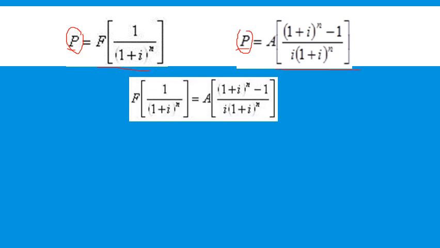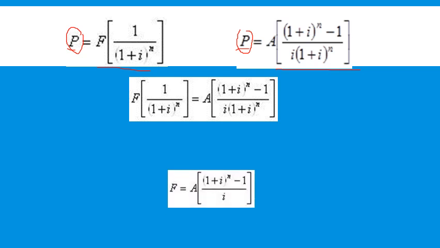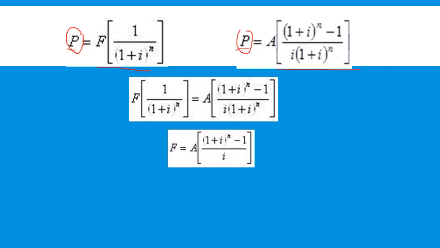As a result, what will happen? F into 1 divided by 1 plus I to the power of n is equal to A into 1 plus I to the power of n minus 1 divided by I into 1 plus I to the power of n. When I simplify this, F will be equal to A into 1 plus I to the power of n minus 1, whole thing divided by I. So this is the relationship between F and A.